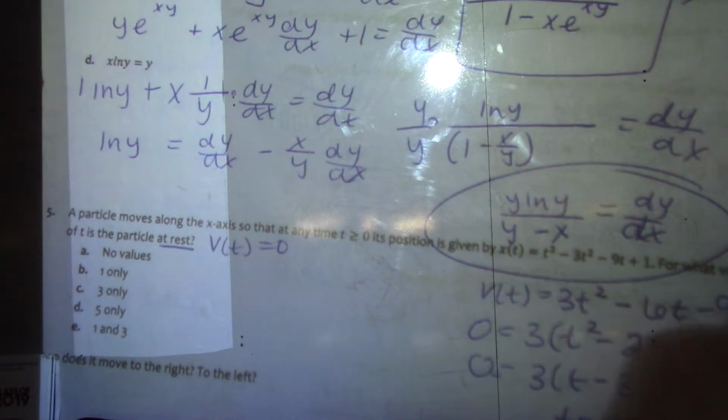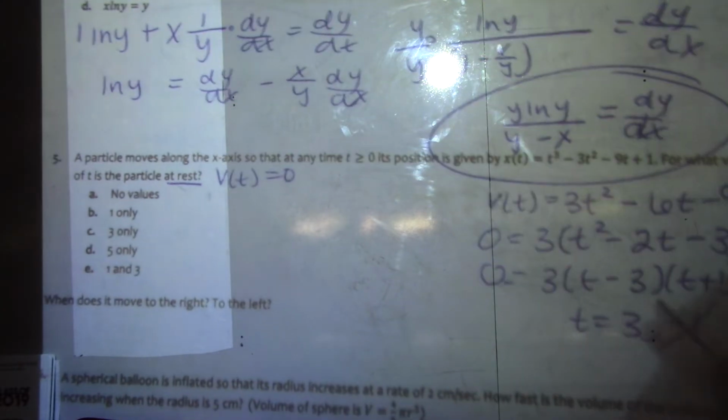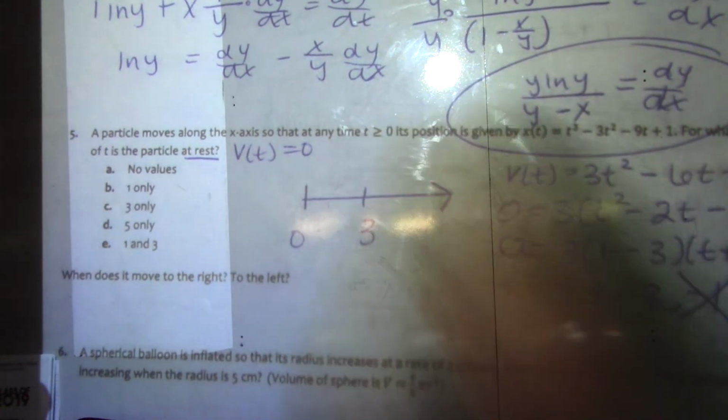So then t equals 3 and negative 1, but it said time greater than 0, so I'm going to ignore negative 1 because that doesn't make sense. So the only time after t equals 0 that it would change directions is 3. So that means C is my answer.